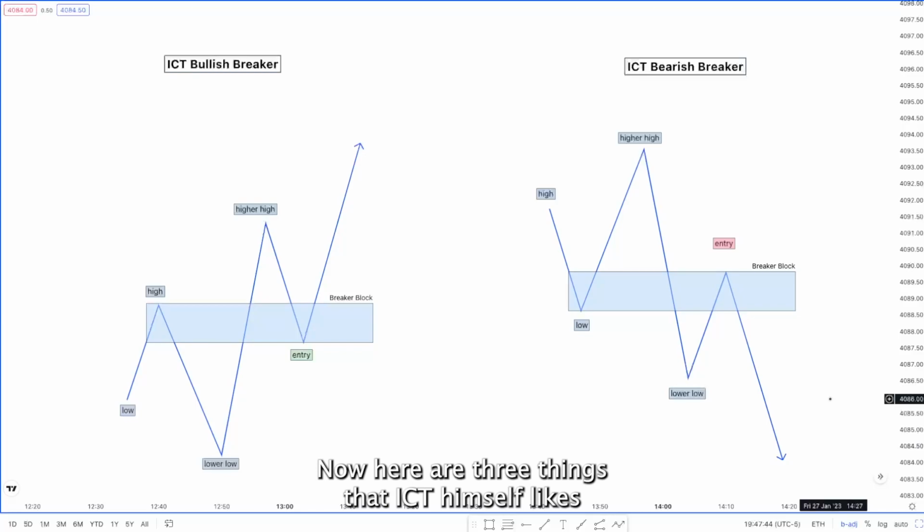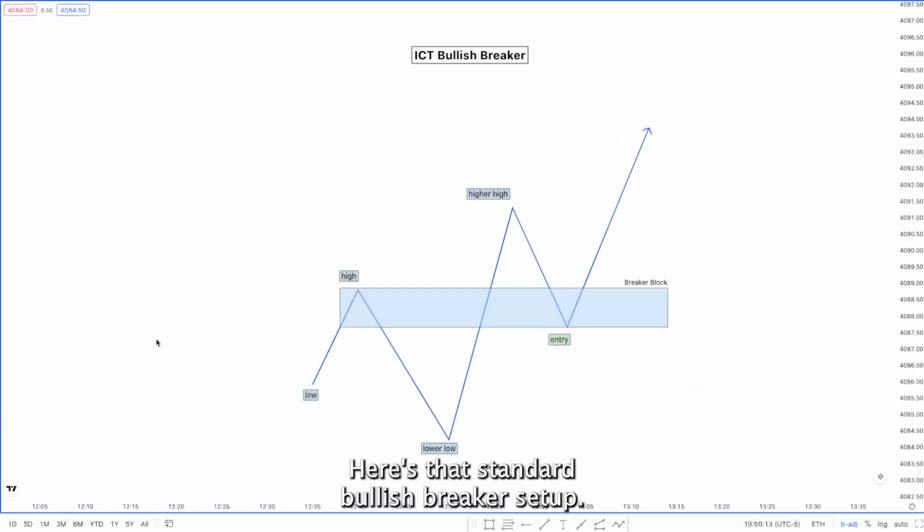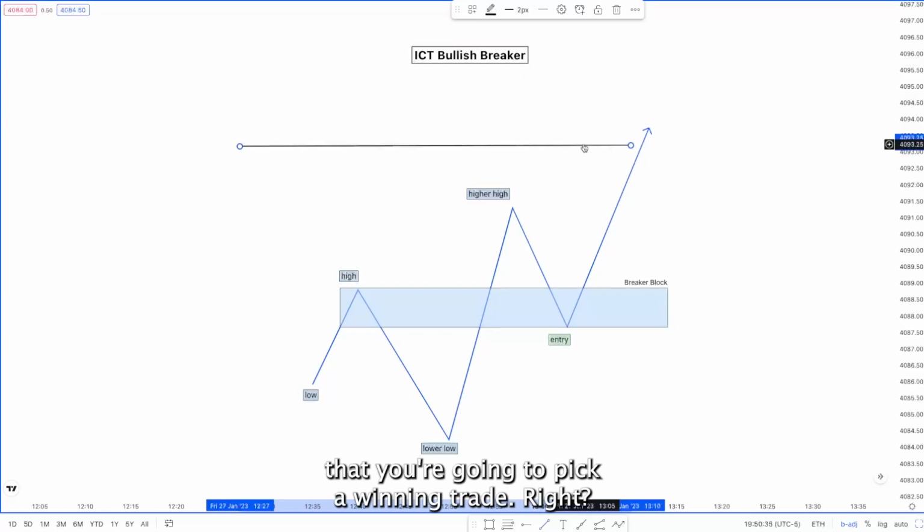Now, here are three things that ICT himself likes to use to ensure that he's taking high probability trades with both his bullish and bearish breaker. Let's start with the bullish breaker. So here's that standard bullish breaker setup, and here's the first of the three things that you want to look for: a draw on liquidity above the market, an area where the market wants to go, particularly to take out buy stops, right? So the market is looking for that buy side liquidity above the market. If you have that, you have a target at which you can expect the market to want to draw to, which is going to increase the probability that you're going to take a winning trade.